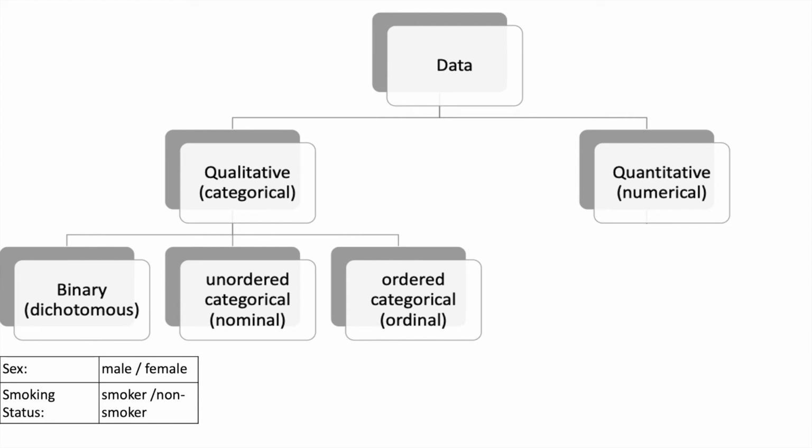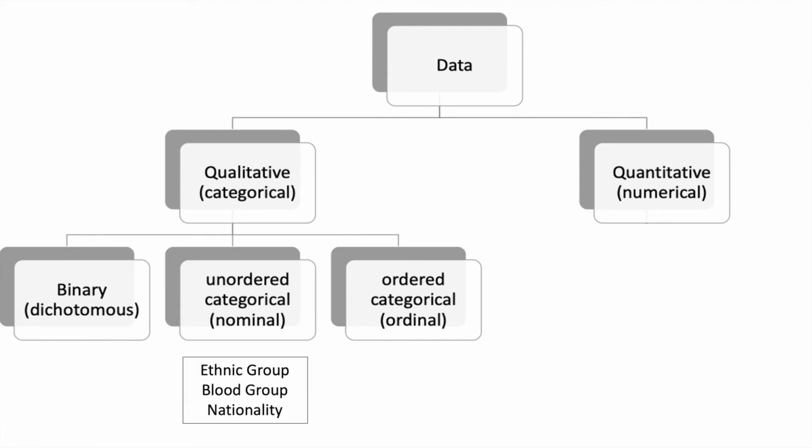Then the unordered categorical data, or nominal data. So for example, ethnic group, right? We have a few categories. It doesn't matter how you order them. Blood group, so we have A, B, AB, or O. It doesn't matter how you order them. Nationality, right? So many nationalities.